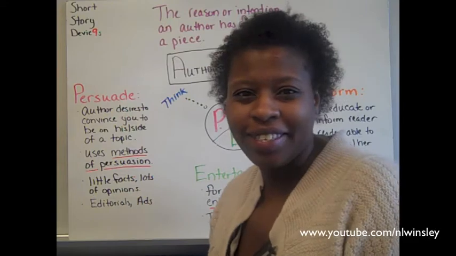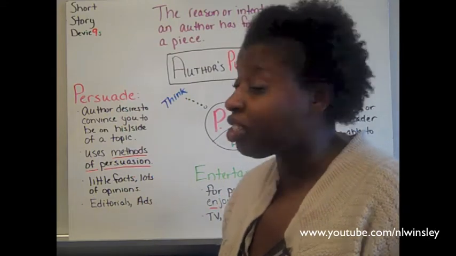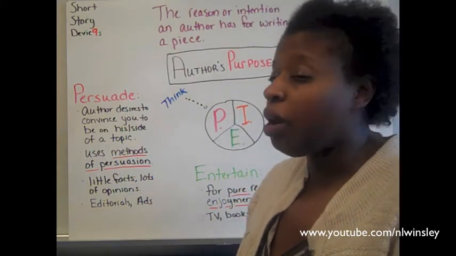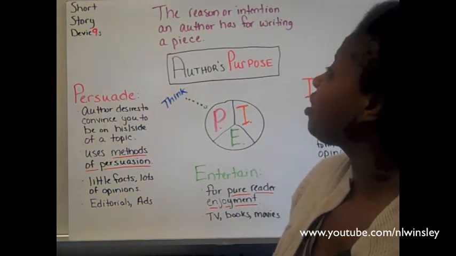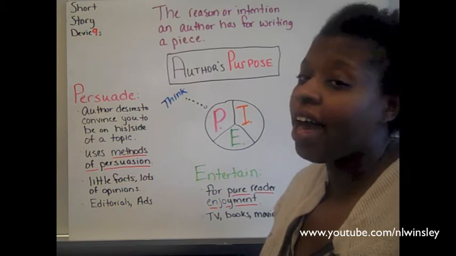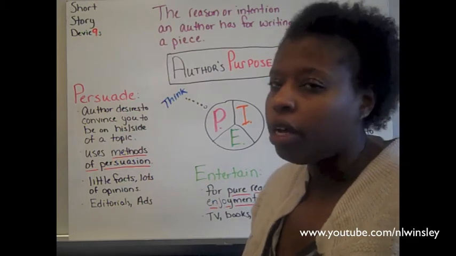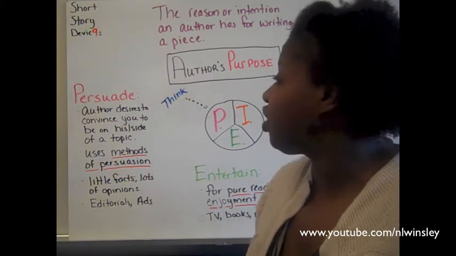Short story devices. There are 9 of them actually. The first one I want to discuss is author's purpose. Author's purpose is the reason or intention an author has for writing any piece of literature, nonfiction or fiction.